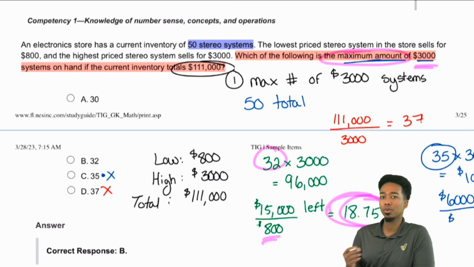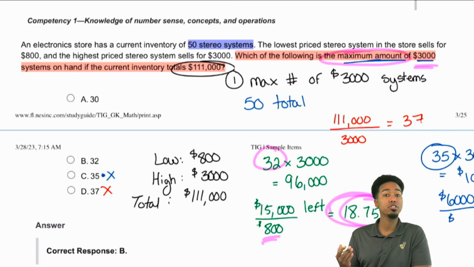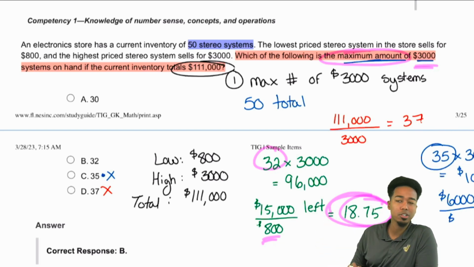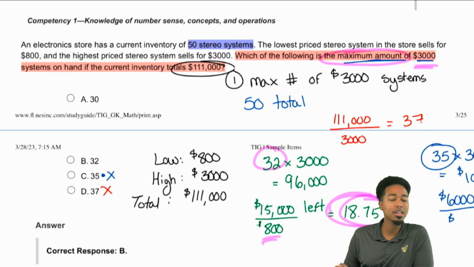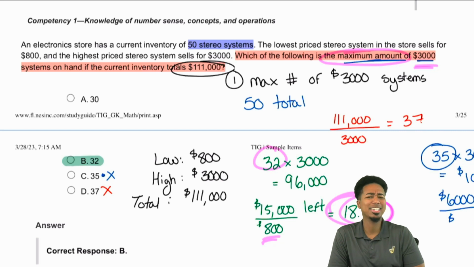We may think that we're looking for an exact amount, but what they fail to realize, and what this problem kind of fails to tell you, is that there are stereo systems that are greater than $800 and smaller than $3,000 in price. So that's why I'm not a fan of this question particularly, but this problem is absolutely doable. The answer choice here that's correct would be B. And again, I don't blame you if this one annoyed you a little bit. It ends up happening. So there it is.